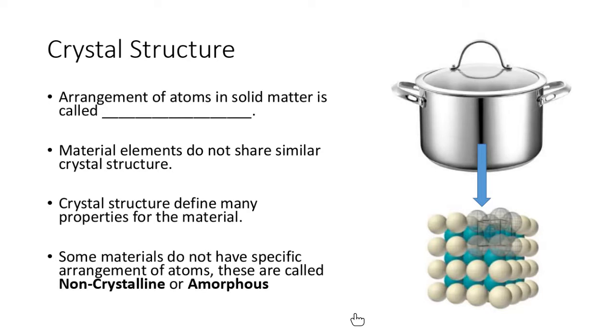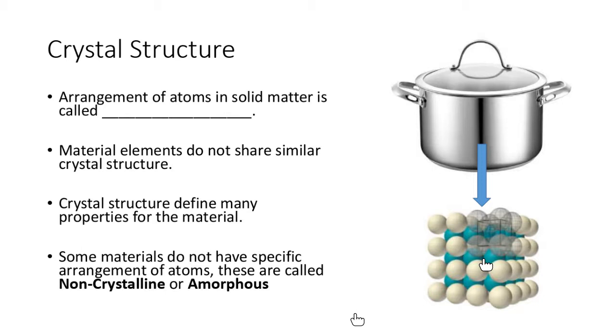Usually you can see it here on the right side. You can see this box. This is the crystal structure. What the picture is trying to say is this one made up of metal, the saucepan in which you cooked your food. But if you look very closely through a microscope, there are small balls which are arranged like this, which is making it a shape. So material elements do not share the same crystal structure. If you take aluminum, steel, copper, brass, different materials have different crystal structures. Remember this.